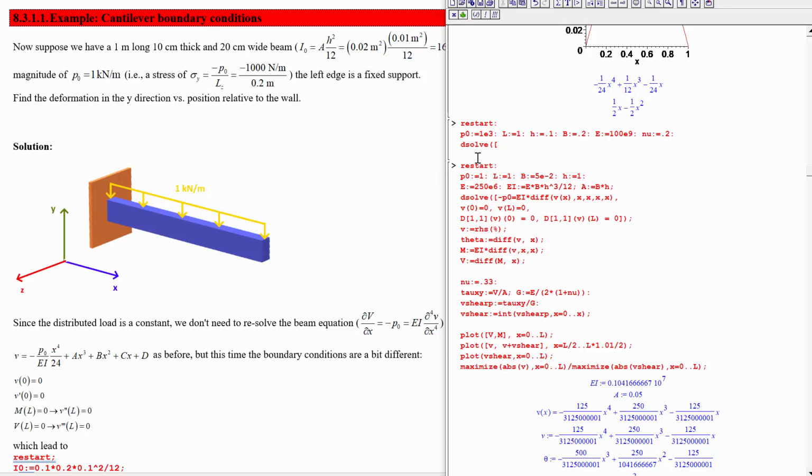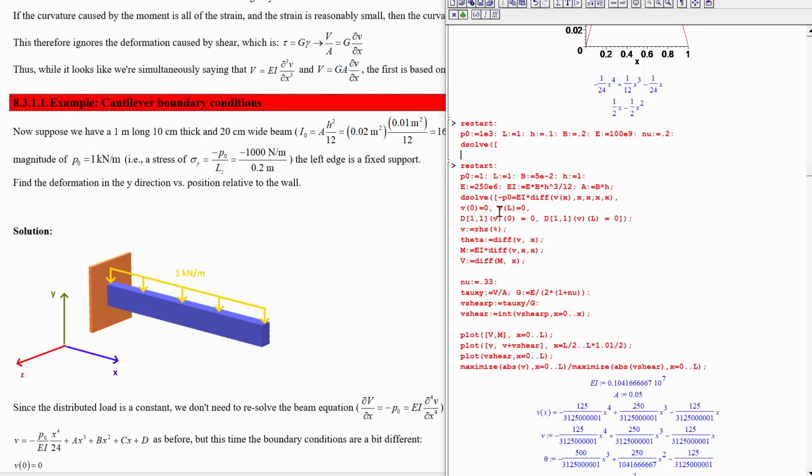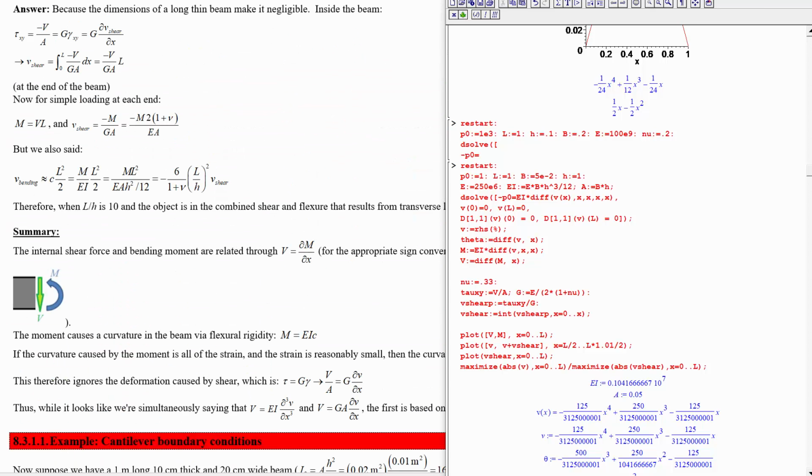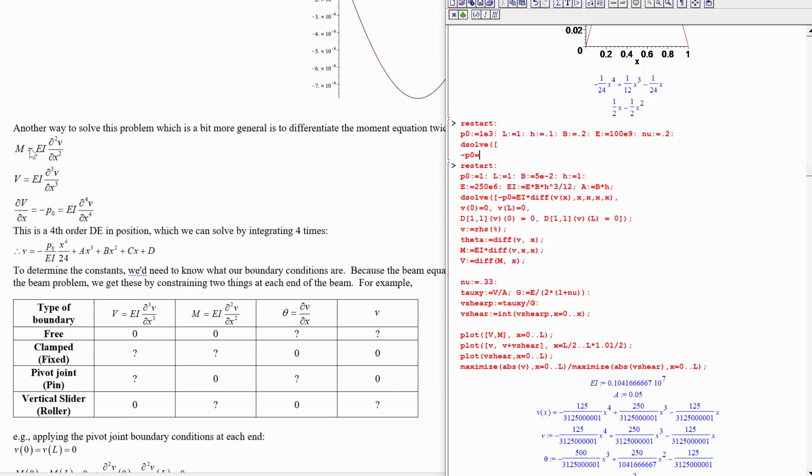So beam equation says that P naught is directed downward. So we'll say negative P naught is equal to, what was this again? It's derived and written right there. Starting off with M is equal to EI times the second derivative of V. You take two more derivatives of that to come up with the derivative of the shear force has to be negative P naught, which is EI times the fourth derivative of V with respect to X. So negative P naught is EI times diff of V at X with respect to X 4 times.